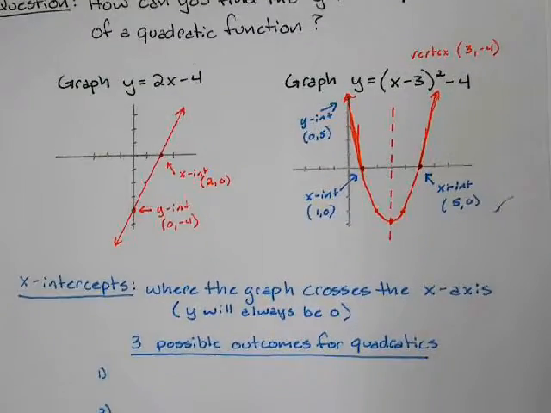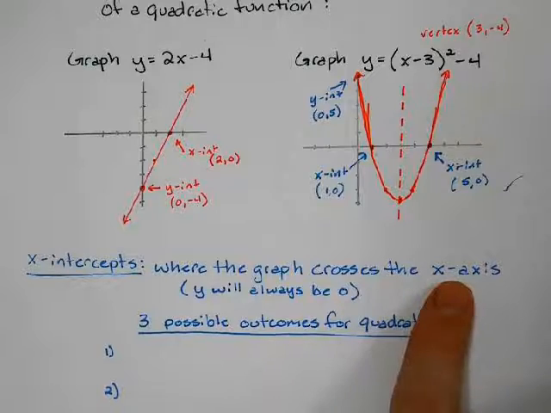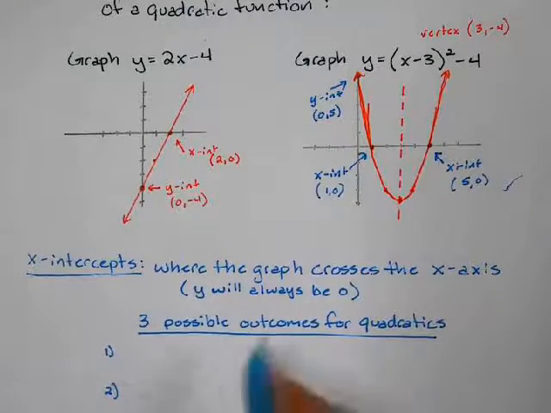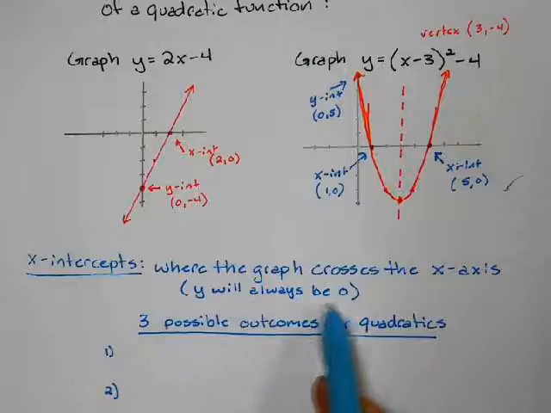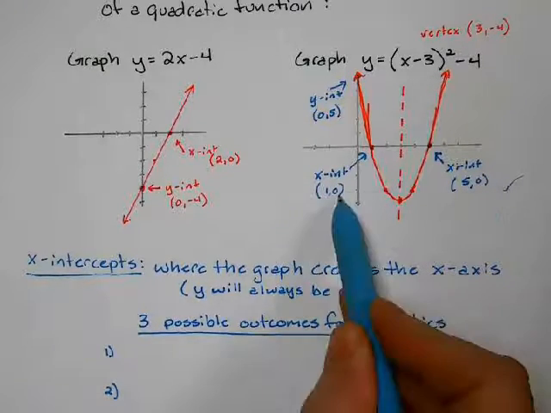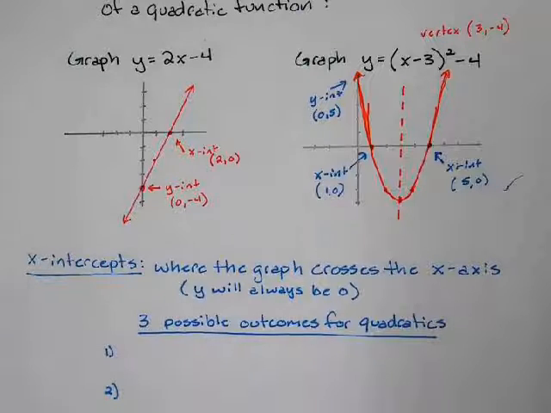All right, so an x-intercept, what is it? It's where the graph crosses the x-axis. So we saw here that it crossed the x-axis. And we know that y is always going to be 0. So anytime I had an x-intercept, y was 0. Over here, x-intercept, y was 0. So every time we have an x-intercept, y is going to be 0.